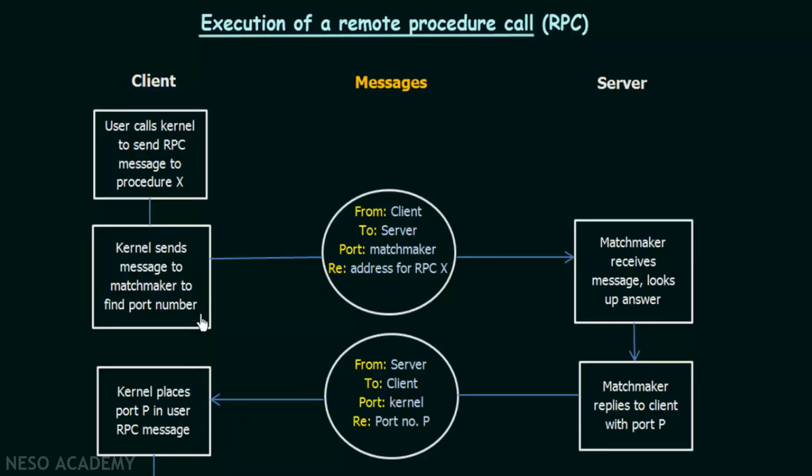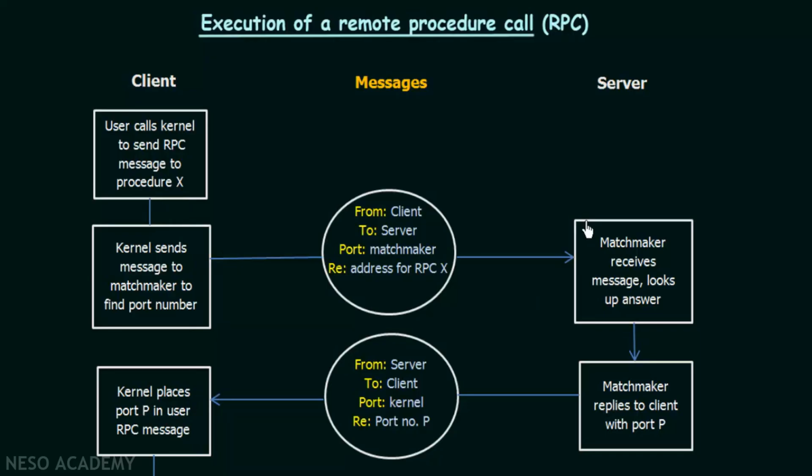So the kernel will send the message to the matchmaker to find the port number. This message is from the client, and it goes to the server side, and the port to which it is addressed is the matchmaker's port. So we are sending a message from the client to the matchmaker port on the server, and we are requesting the address of procedure X.